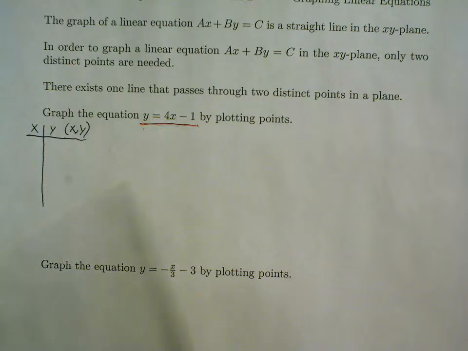If I pick x to be 1,242, I could do that, but it's not going to be very nice graphing that. So if we pick numbers that are small and easy to work with, we can easily find two ordered pairs and then graph the line.